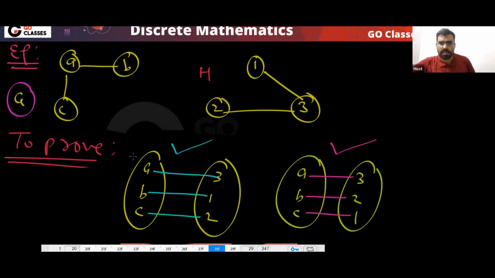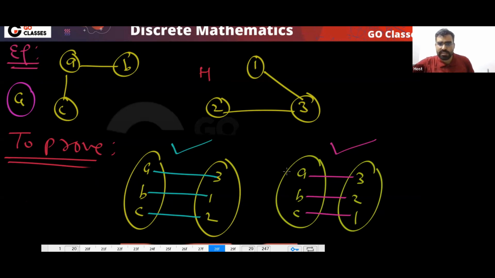Yes or no? Is it clear to everyone? These 2 bijections are not working, but these 2 bijections are working, and we only want one bijection. This bijection is working. Why? Notice that A, B have an edge; 3, 1 also have an edge. A, C have an edge; 3, 2 also have an edge. B, C don't have an edge; 1, 2 don't have an edge. So everything is working. Yes or no?